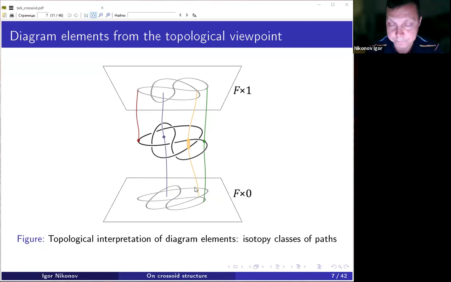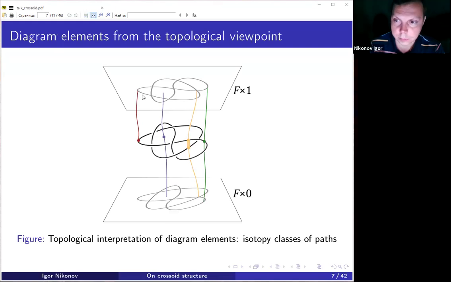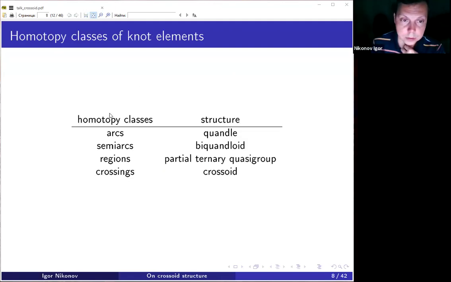So we may consider homotopy classes of such a path which starts at the top of the thickening and ends on the node, and some other types of paths. And so we get to homotopy classes of diagram elements. And it appears that these homotopy classes are closely related to some algebraic structures which appear on colorings of diagram elements. For example, if you look at homotopy classes of arcs from the bottom to the node, considered up to homotopy, you get the geometric definition of the quandle of the node. And other sets of homotopy classes lead to other structures.